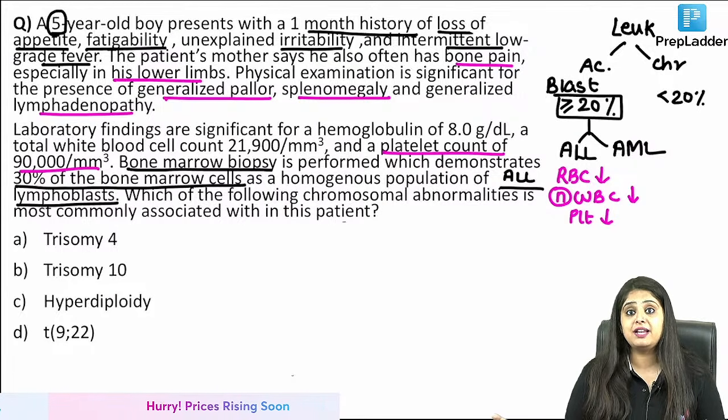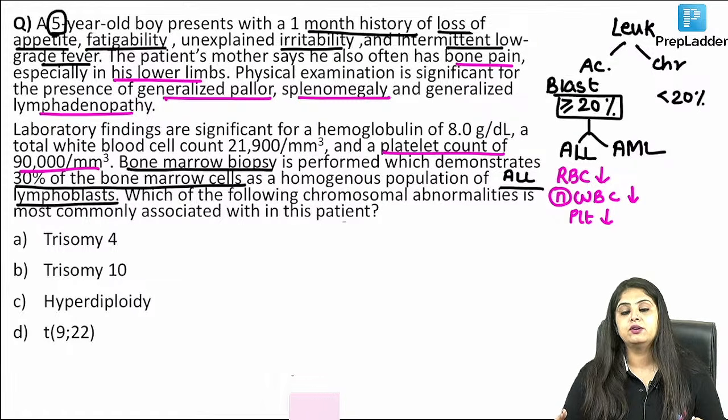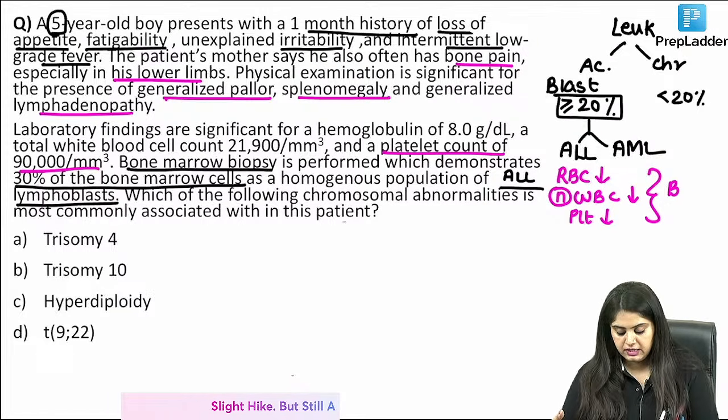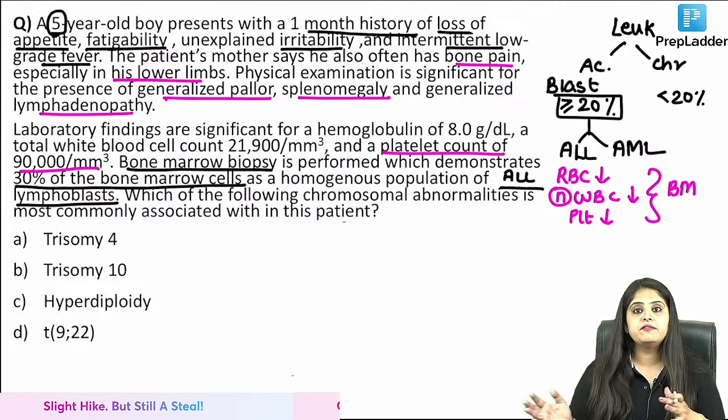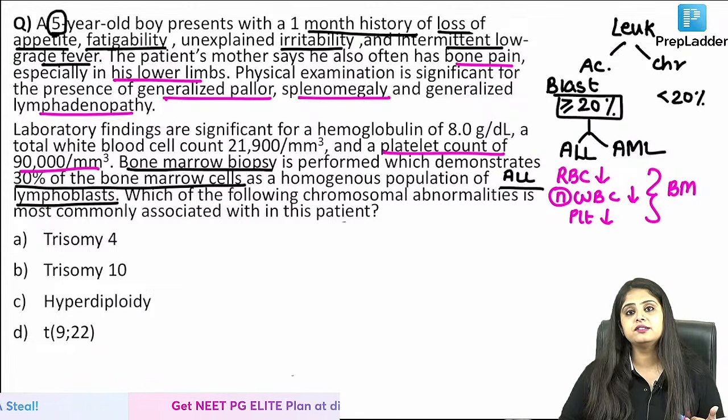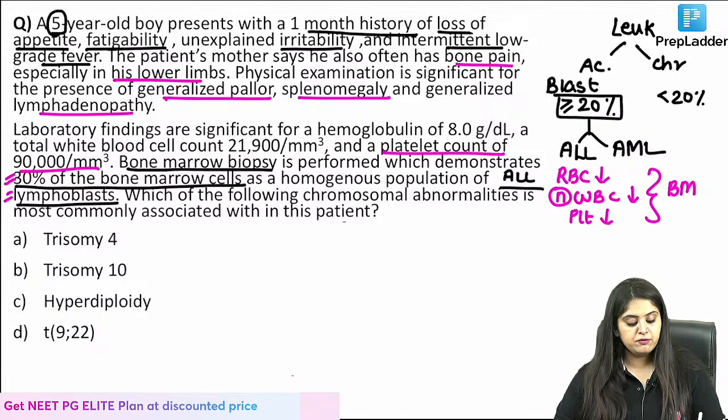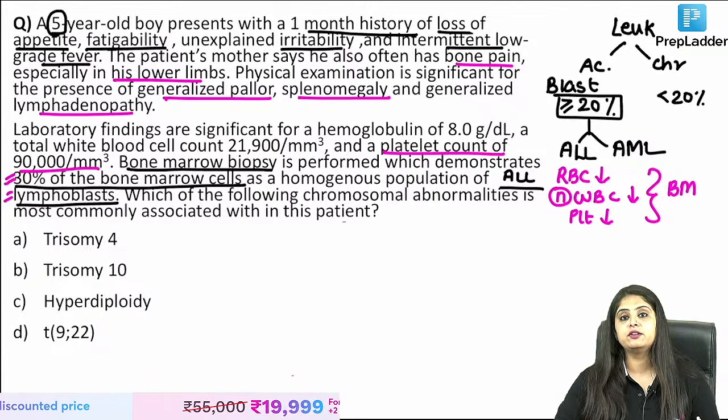1.5 to 4.5 lakhs. Platelet count has come to 90,000. So when there is suppression of everything in the bone marrow, I will think, acha, everything is going down. Cancer is growing. And more than 30% lymphoblast is ALL. Watch out for these kind of histories.